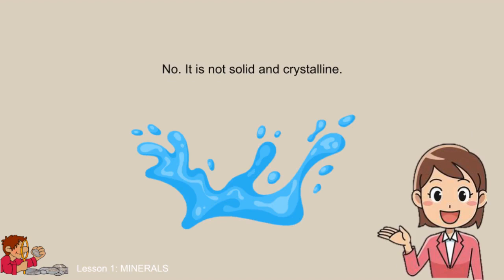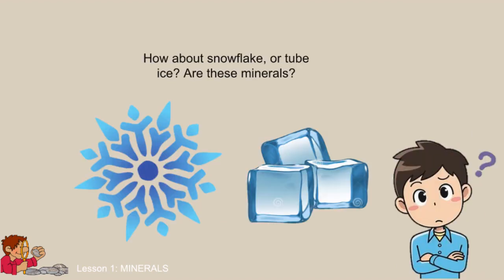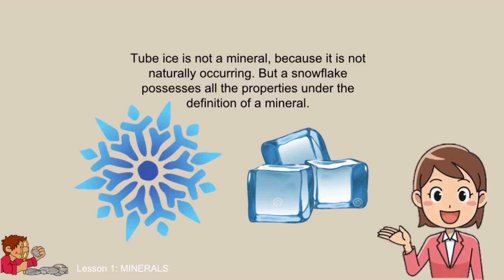Let's try another question. How about a snowflake, or tube ice? Are these minerals? Well, tube ice is not a mineral, because it is not naturally occurring. But a snowflake possesses all the properties under the definition of a mineral. If you guessed all the answers correctly, great job. But if you didn't, worry not, because as we go through our lesson, you will learn everything about minerals and be able to identify if something is a mineral.